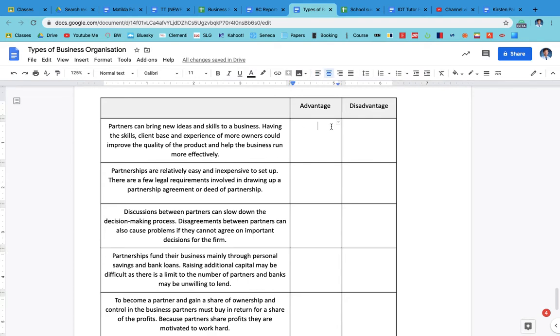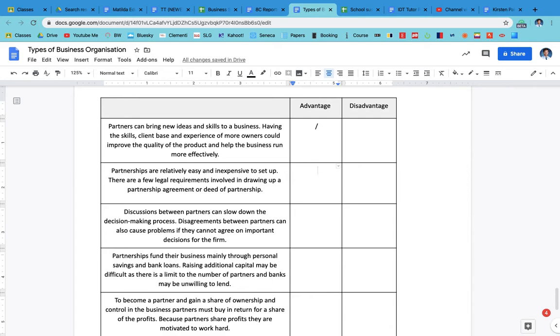So partners can bring new ideas and skills to a business. Having the skills and client-facing experience of more owners could improve the quality of the product. That's good. Okay, so let's go back to the law firm example. You could have somebody that's very good at criminal law, divorce law, another type of law. So each specific partner could have specific skills. One might be really good at accounts, marketing, and each partner can bring their knowledge.